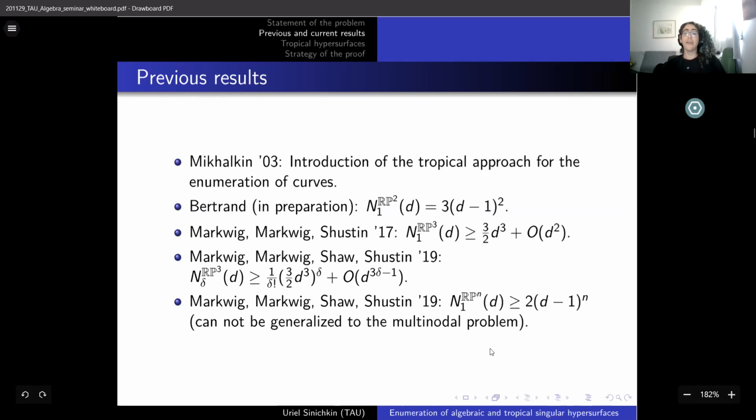I have a question. Yes. So in this O notation, does the implicit constant depend on delta, or is it universal?